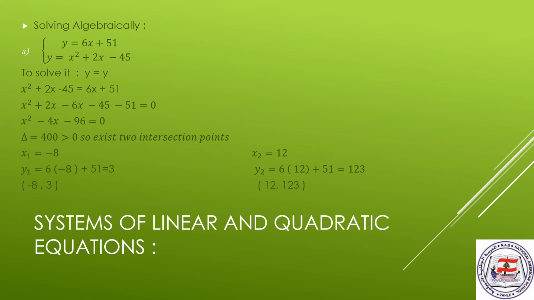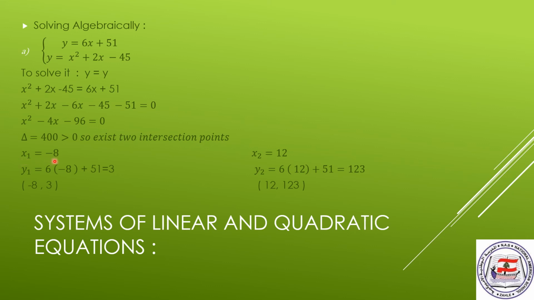Now we need to review the systems of linear and quadratic equations. Systems of linear and quadratic equations can be solved by calculation and by graphing, but today we will only review how to solve by calculation. So in order to solve such a system, we need to take y equal to y. Rearranging and reducing the equation obtained, we get x squared minus 4x minus 96 is equal to 0. So to find the number of solutions for this equation, we need to use the discriminant delta, which gives the value 400. So we have two intersecting points or two solutions.